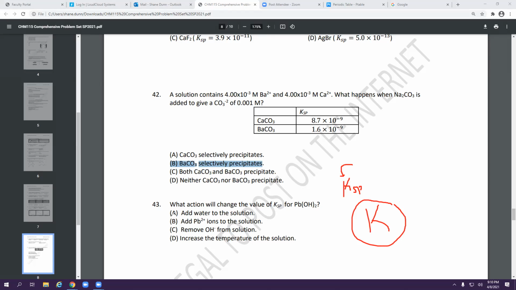Adding water will change the solubility, but it won't change the constant. Adding something will change the solubility, but not the constant. Removing something will change the solubility, but not the constant. Change in temperature will always change the constant. Doing A, B, or C will give you a Q value, not a K value. Does that make sense?